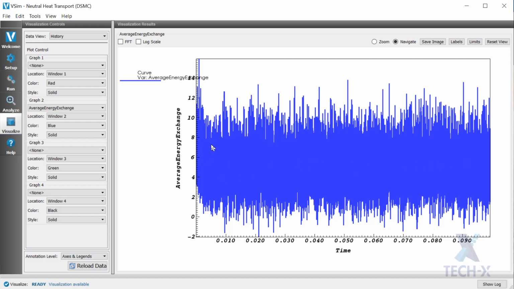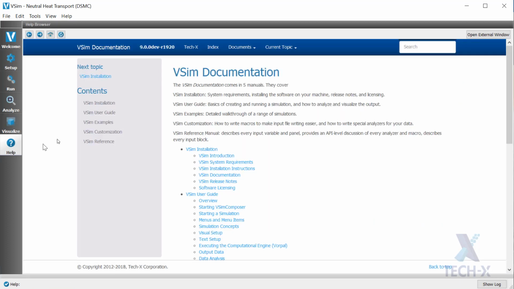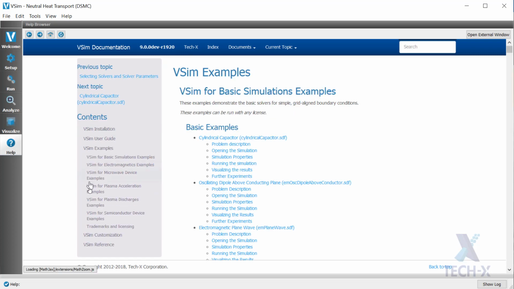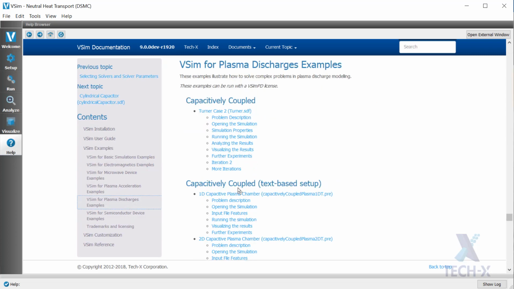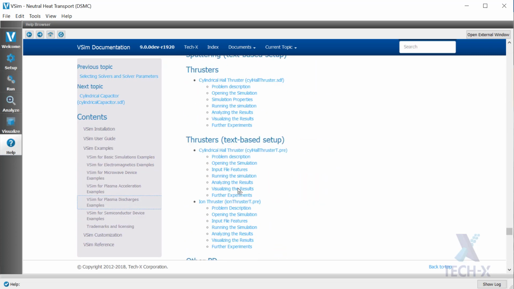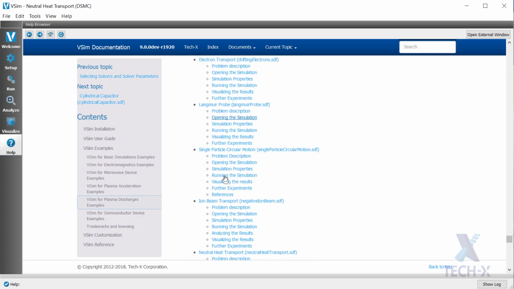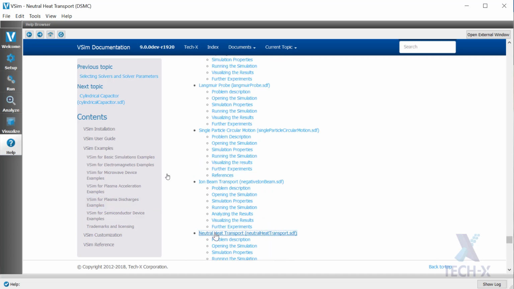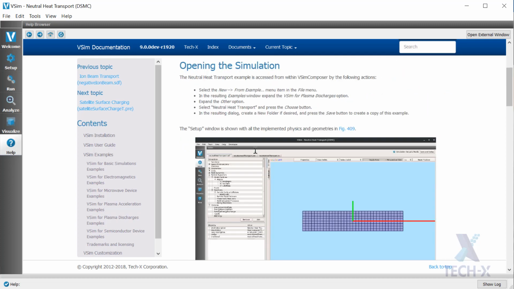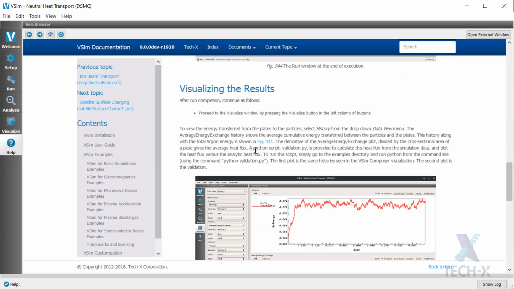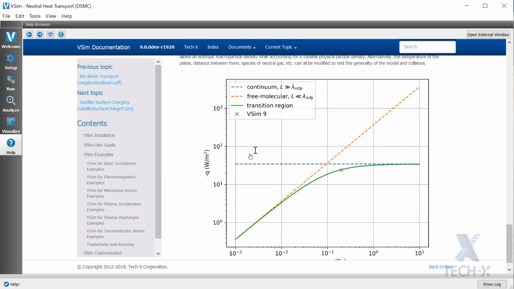And we can compare this to the actual results, the analytical results, and we can look at this in the help. So if we go to help, VSim examples, we're in the plasma discharges, and we go down to other, and then to the neutral heat transport. We can see this kind of gives you a walkthrough of how to run the simulation, but down at the bottom, we have a plot of the theoretical values versus what VSim obtains.